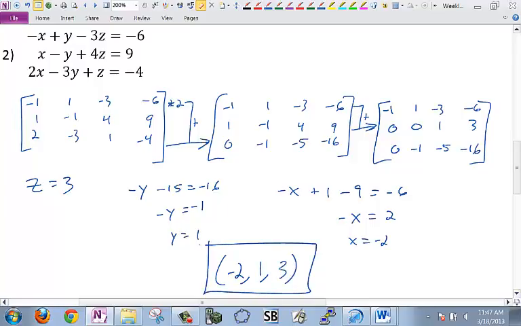A lot of people got 3 for z, but then got their x and their y wrong. So I don't know what exactly happened there. Any questions on number 2?